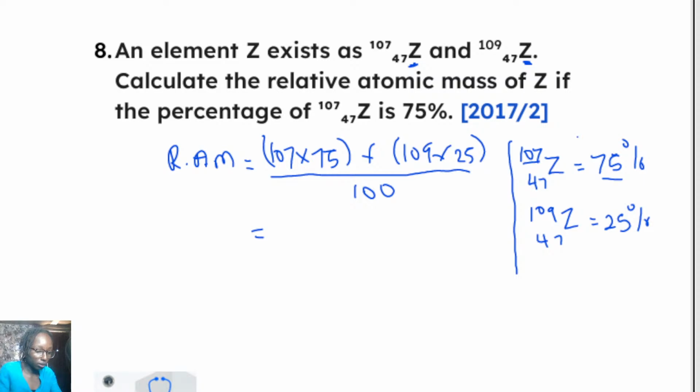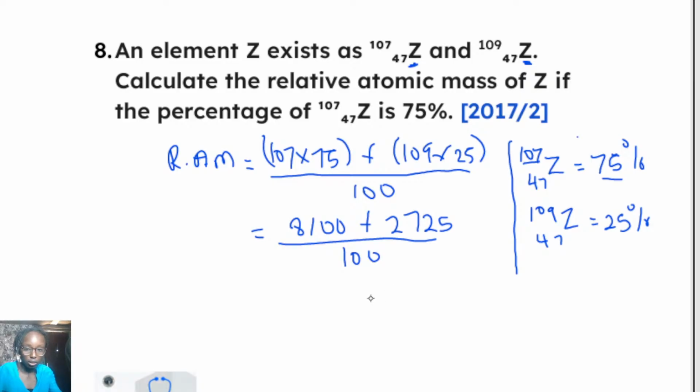So 107 times 75. I got 8,100? Plus 109 times 25, that's 2,725. So I'm going to add those together, and I'm going to just divide it by 100 here.